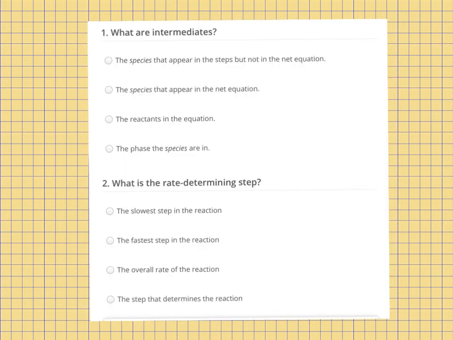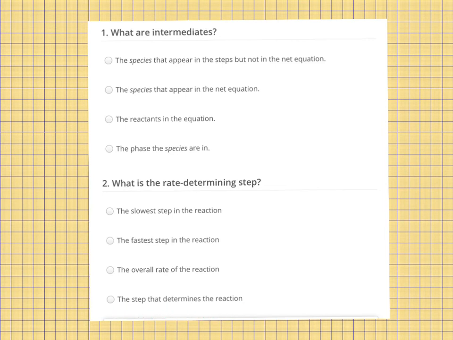Quick pause point. Can you answer these questions? First of all, which one do you think is the correct definition of intermediates? Are intermediates the species that appear in the steps but not the net equation, the species that appear in the net equation, the reactants in the equation, or the phase the species are in? Secondly, what is the definition of the rate determining step? The slowest step in the reaction, the fastest step in the reaction, the overall rate of the reaction, or the step that determines the reaction?